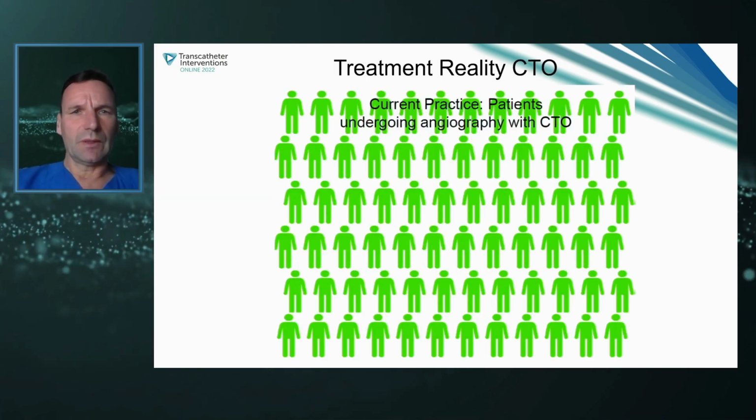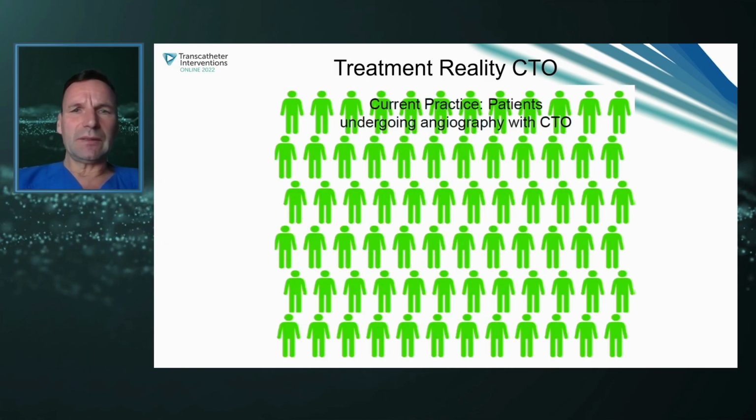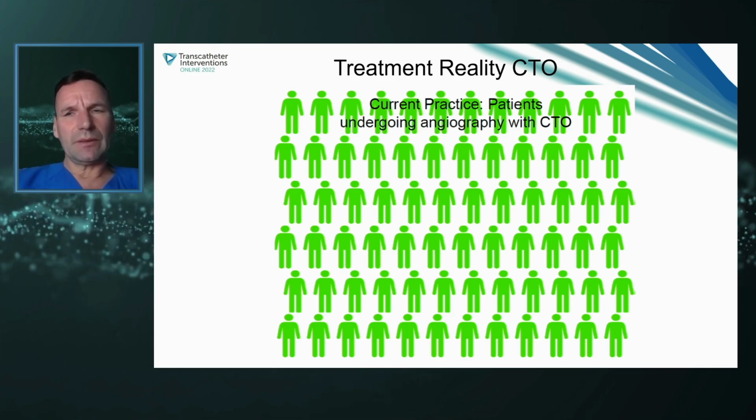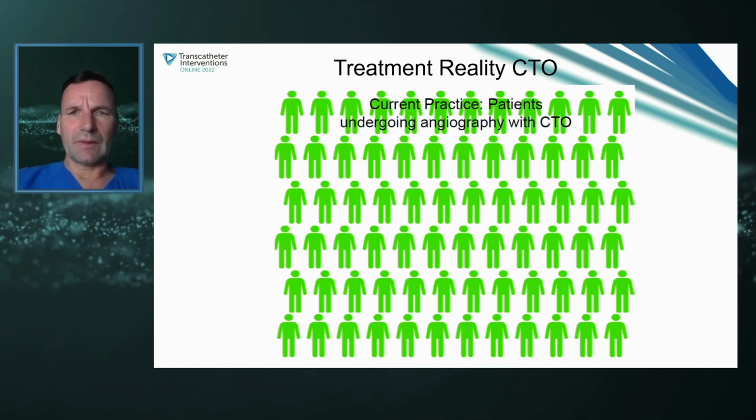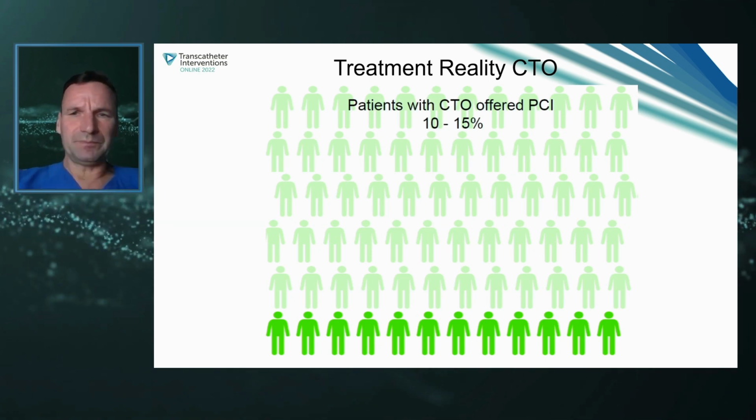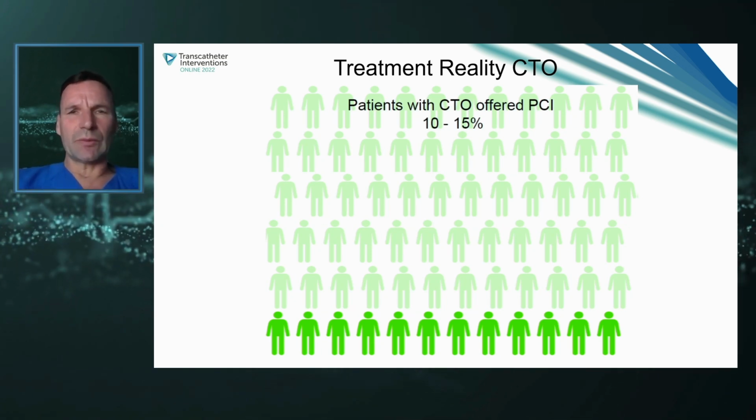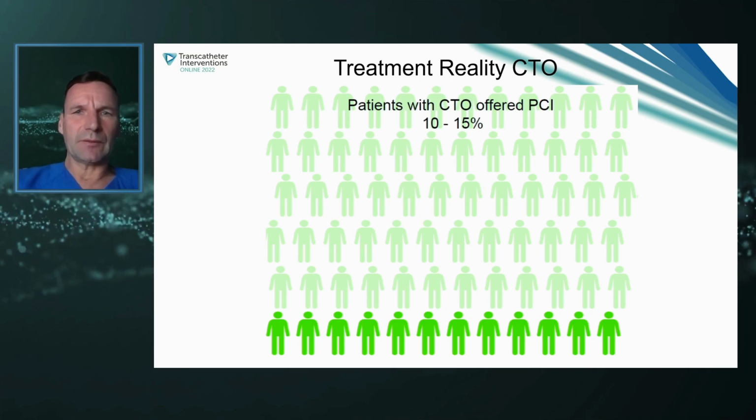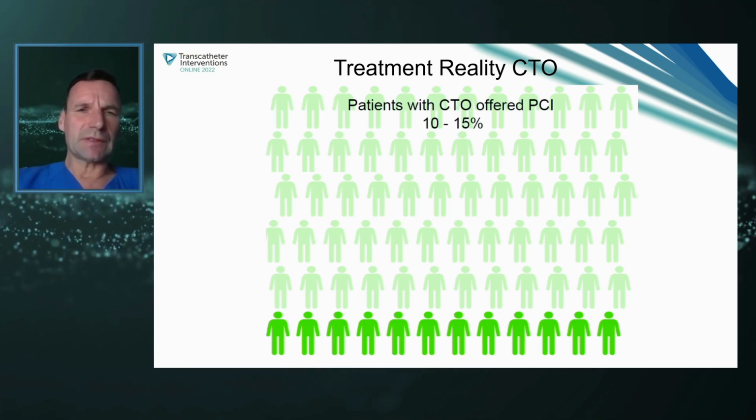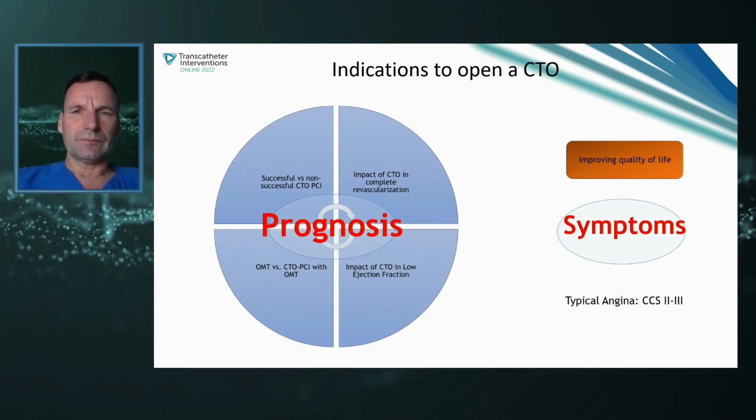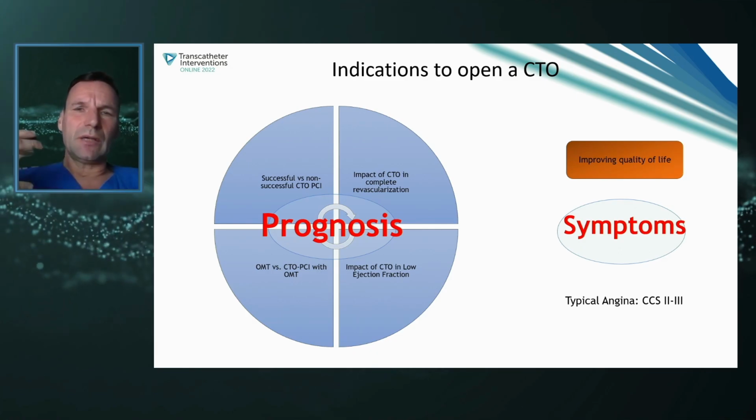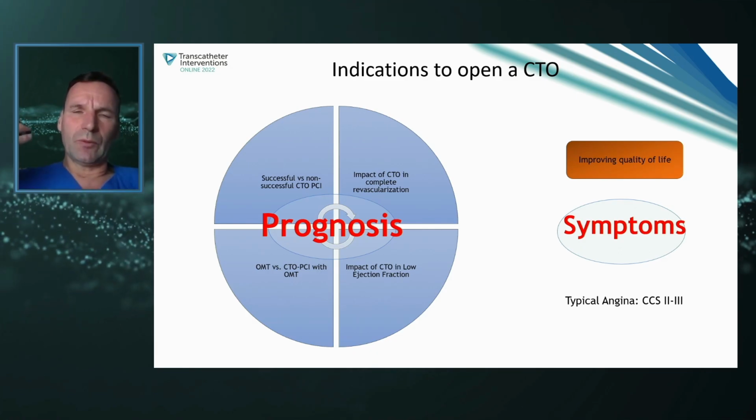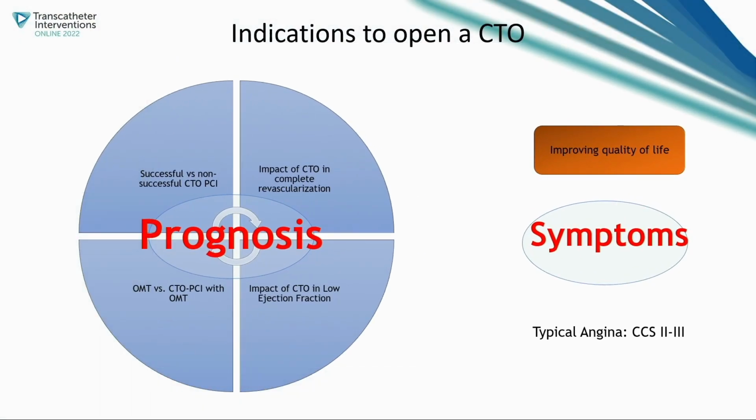When we are looking for the location of CTOs, the majority of the CTOs is in the RCA, 16% in the left circumflex, like also in our patient, and 20% in the LAD. And in 17% of the cases, more than one CTO vessel is present, like in our patient. The treatment reality in CTO is that, based on what we see from registries, only 10 to 15% of the patients are really offered a PCI of the CTO.